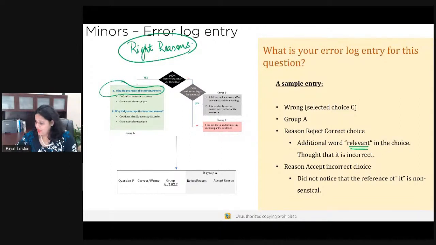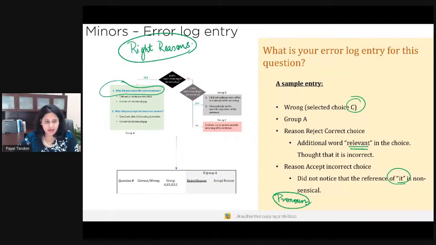Now if I accepted the incorrect answer choice, choice C over here, which means that I didn't notice the reference of it was illogical, and now that I've made this error log entry, I know that this is a pronoun issue. So I need to be more careful with pronouns. Every time I select a correct answer choice, the pronouns need to properly refer to an appropriate antecedent. So this is the value of doing proper strategic review and maintaining the error log properly.